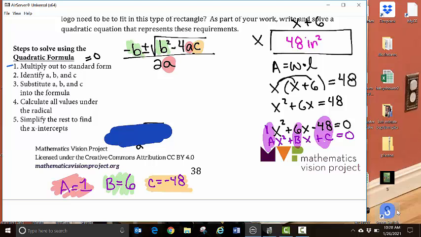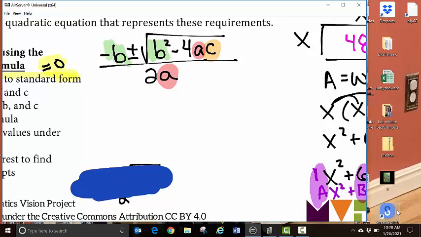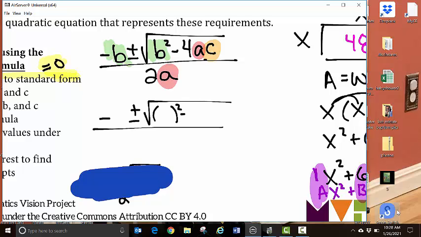And I think that I did a bad job explaining to you what I wanted for step 1. Step 1 says multiply out to standard form and set it equal to 0, which is what you did right here. And I think because so many of you struggled, it's because I did a bad job explaining what I wanted. All right, substitute A, B, and C into the formula. So this formula right here, I want all of you to write it down, and then below it, I want you to write the outline, just the outline. Do that right now, and then hold up your pencil.